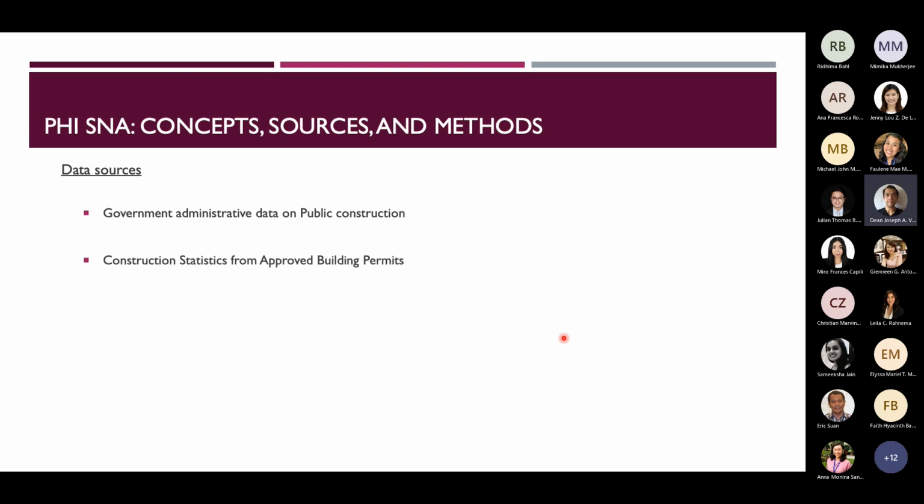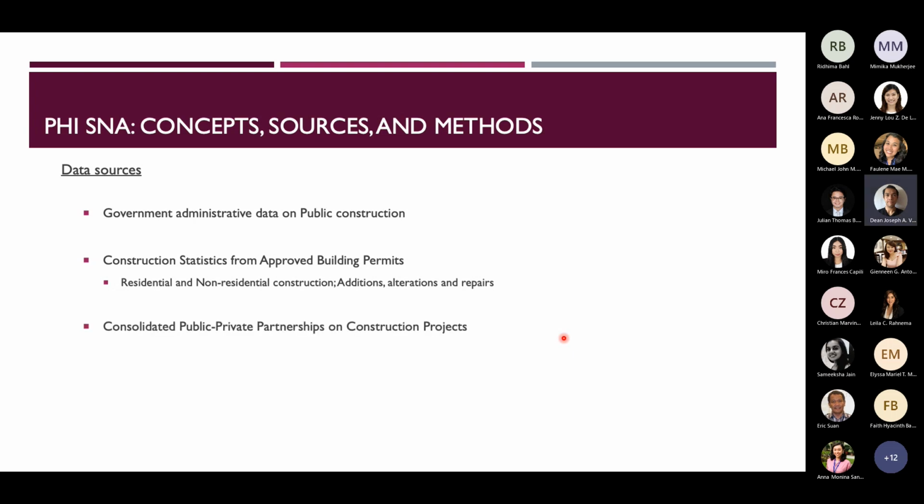The second data source that we have is construction statistics from approved building permits. This is very similar, and I think parallel, to the construction industry survey of Australia, where you get information on residential and non-residential construction additions, alterations, and repairs. I just want to make a note that in the construction statistics from approved building permits, these are volume measures. So what we're measuring here are the new construction as well as the floor area for construction. Later, we'll see how these volume measures translate to value measures.